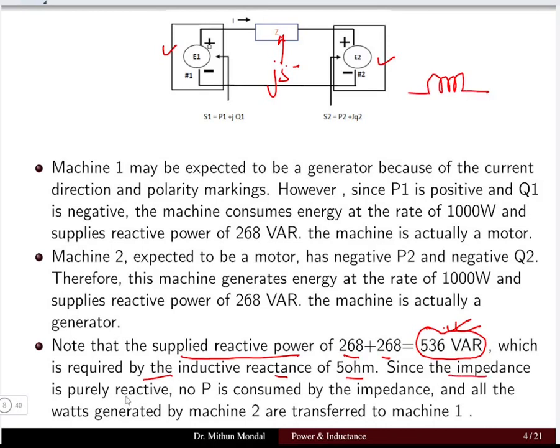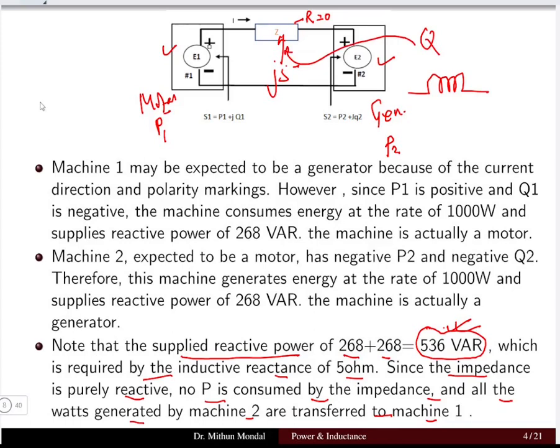Since the impedance is purely reactive, no power is consumed by the impedance, and all the watts generated by machine 2 are transferred to machine 1. So it means that machine 2 is a generator, machine 1 is a motor, and the resistance part here is basically 0. So the power loss in the line is 0. The real power associated with the generator and the motor is taken from 2 to 1, whereas the reactive power Q is taken by the transmission line.